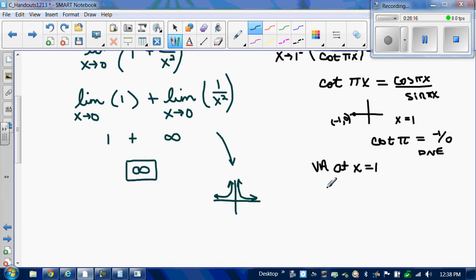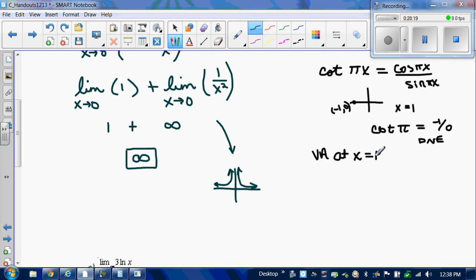Now I'm going to pick some numbers to the left of 1. So let's start with a half. Then we get the cotangent of pi over 2, which is right there at 0, 1. So 0 over 1, which is 0. Okay? Then let's try a fourth, because that's closer.